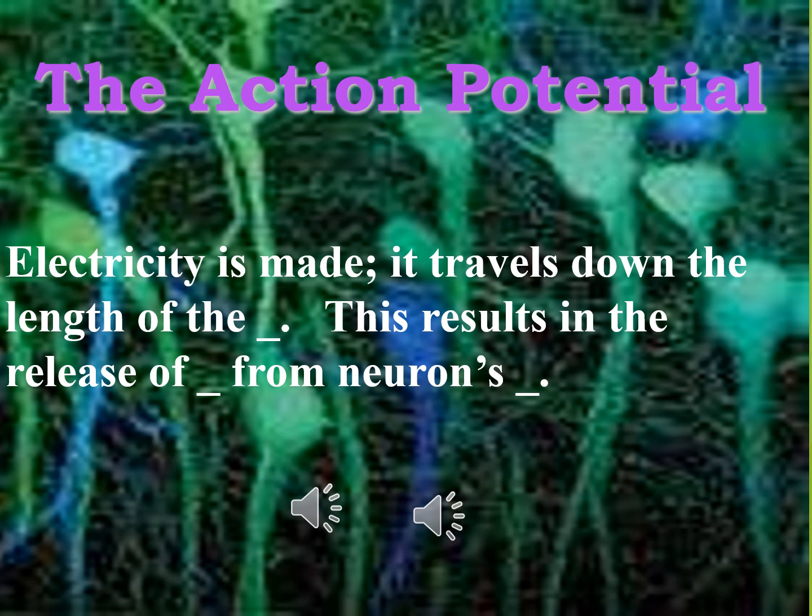So the electricity would have to travel down the length of the axon. That could result in the release of, you can put chemicals, or if you're feeling fancy, neurotransmitters from the neurons' synaptic boutons, or if you prefer, synaptic knobs.